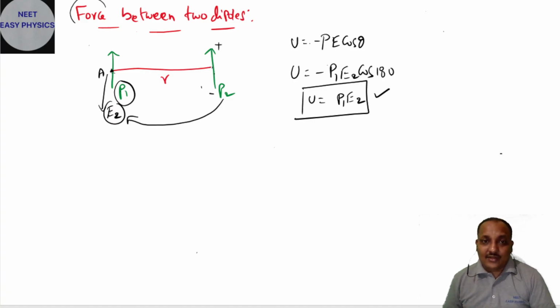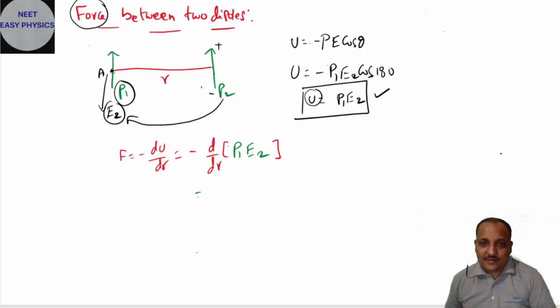Now we have to calculate force. What is the relation between force and potential energy? Already we derived this equation in the case of electrostatic potential energy: F is equal to minus dU by dr. So minus d by dr of, what is the potential energy now? P1 E2. So minus d by dr of, P1 is P1 only. Now what is E2? Electric field produced by P2. On the equatorial line, what is the formula? K P2 by r cube.